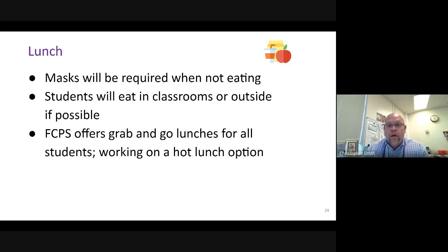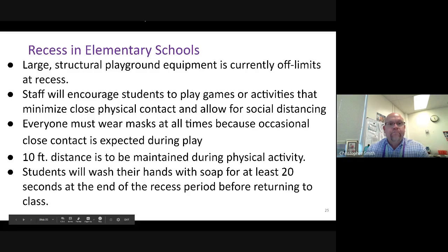We are working on a hot lunch option. I'm waiting to hear back from our cafeteria supervisor. We just need to work out the logistics. That would be after spring break. So certainly leading up to spring break, it's going to be a cold lunch option. And again, free for anybody that wants it.